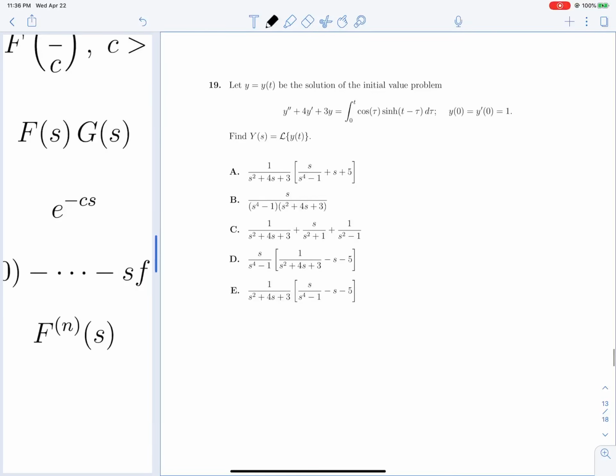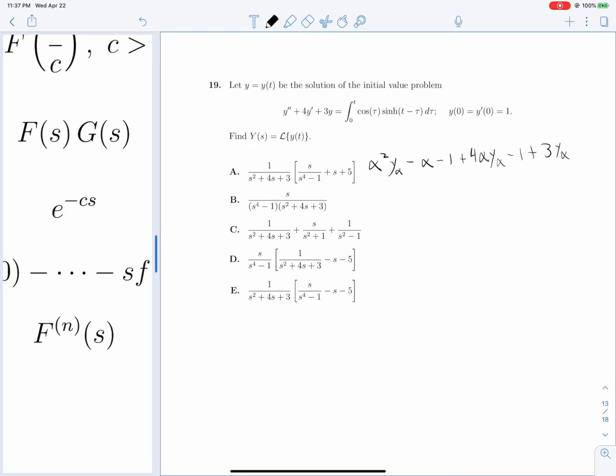19, let's find the solution to this initial value problem. Since our initial conditions are both equal to 1, our Laplace transforms of our left side are a little yuckier than usual, so we will get alpha squared y alpha minus alpha times y at 0, which is 1, minus y prime at 0, which is minus 1, plus 4 alpha y alpha. We're taking the Laplace transform of 4y prime. 4 alpha y alpha minus y at 0, so minus 1 plus 3 y alpha. Okay, there's our left side.